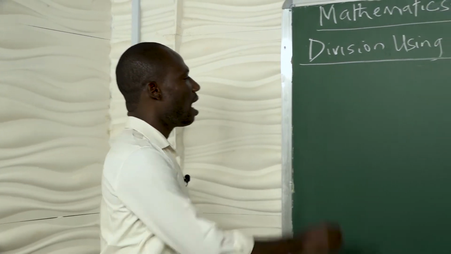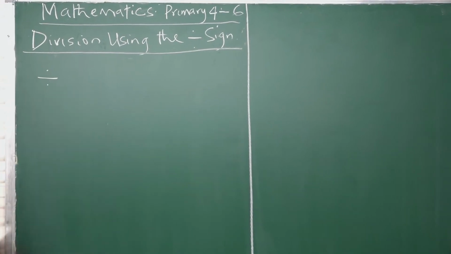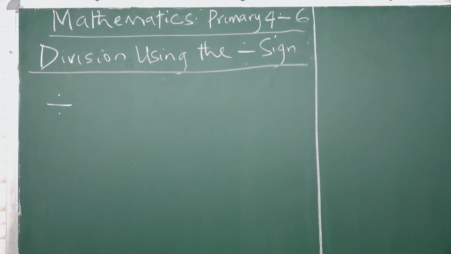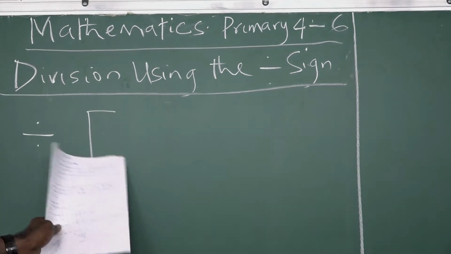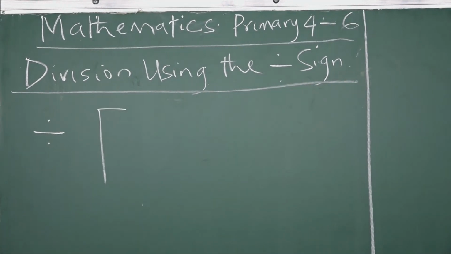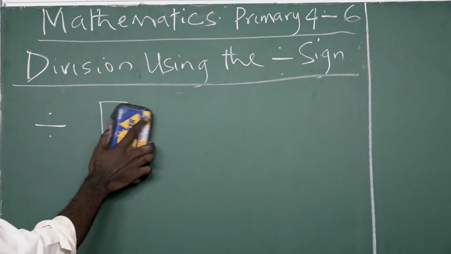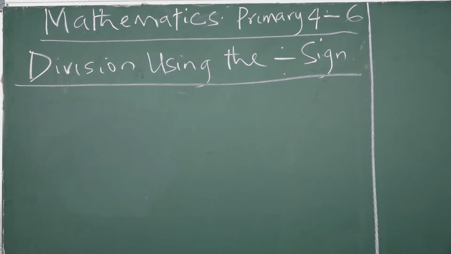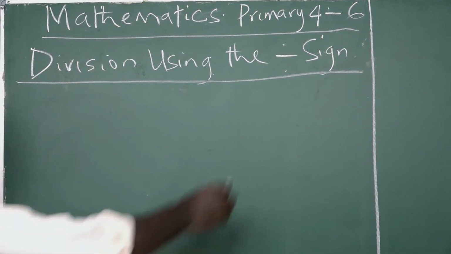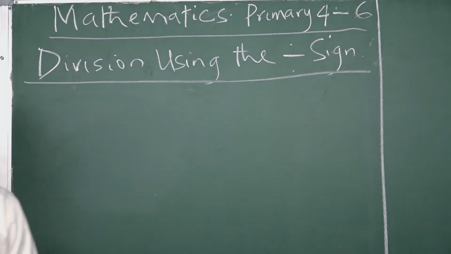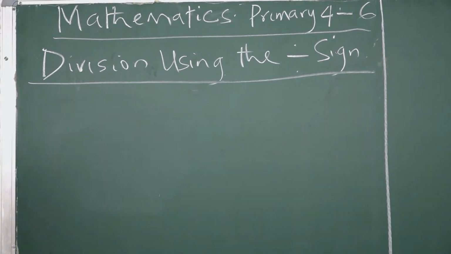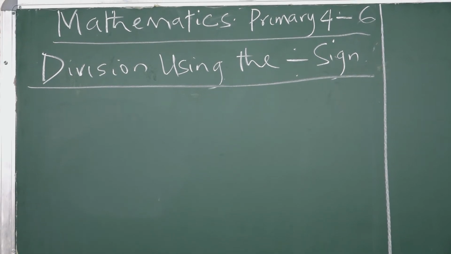But before then, I want you to know that we are using this sign. This is a division sign, and we have another sign like this. This is the long division sign. So we'll be using the 2 of them, but basically we want to concentrate on this. After doing this, then we'll use the long division sign. So we'll take an example now.